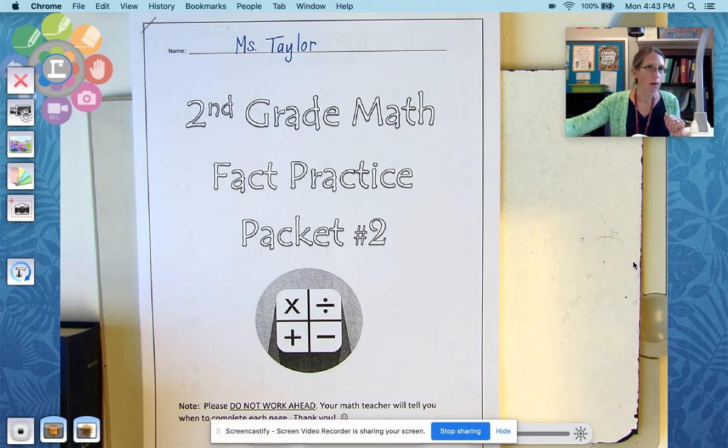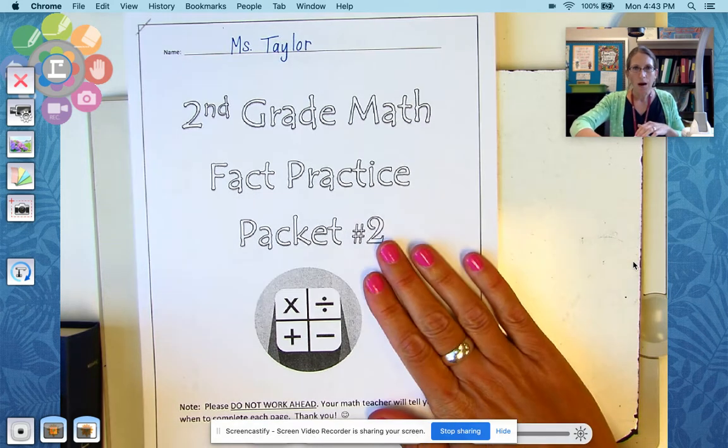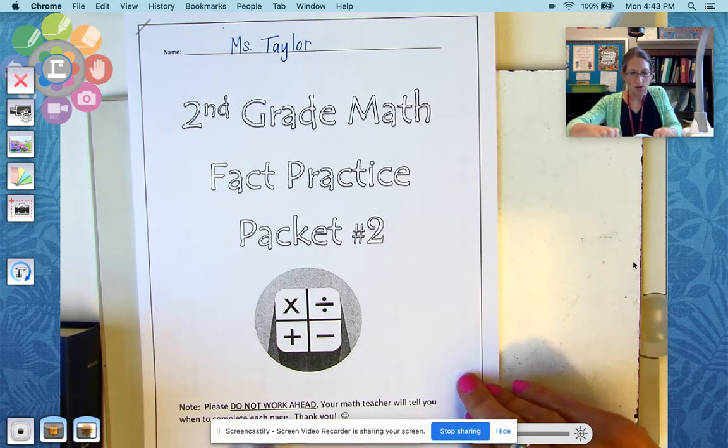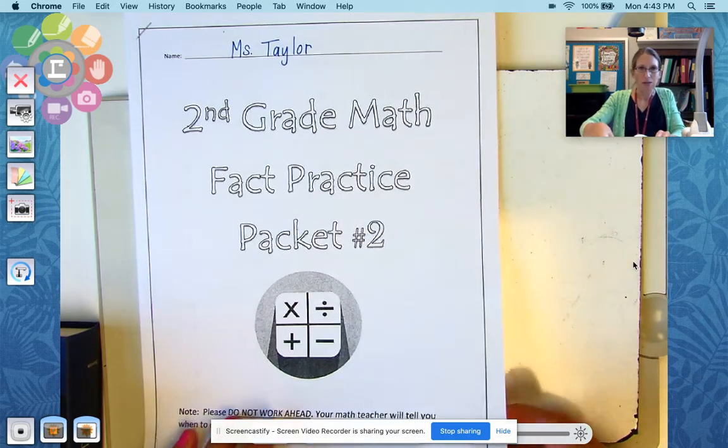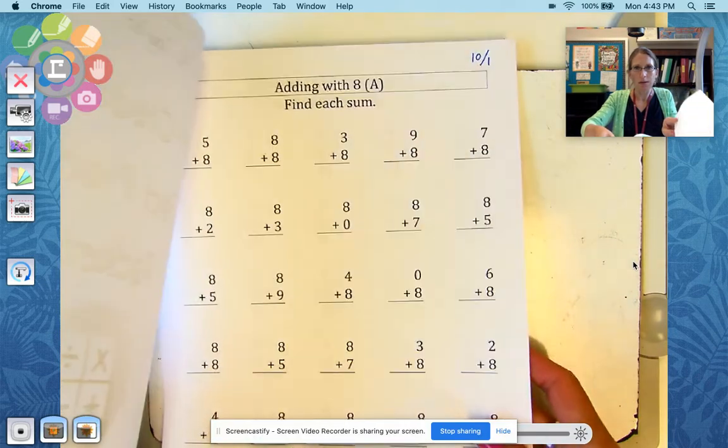If you want to work on a whiteboard, you could have a whiteboard and a whiteboard marker. You will need your textbook. So I've got my textbook here. You will need your workbook. And I think that's about it. So if you do not have those things, pause the video, go get those things, and then we will get started. So our first page in our fact practice packet number 2 is right here.